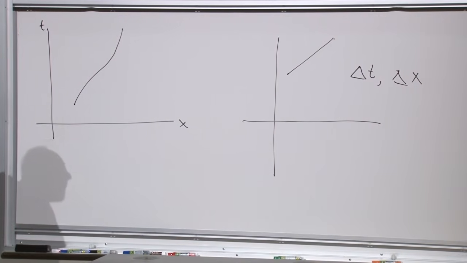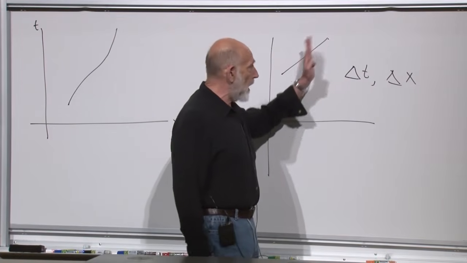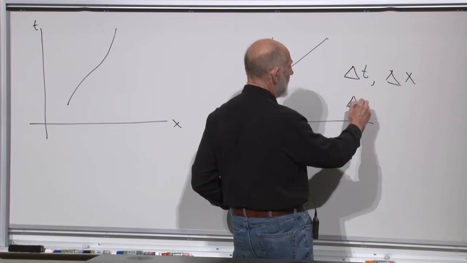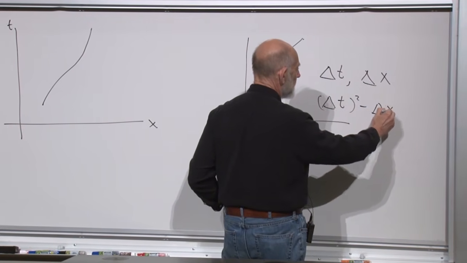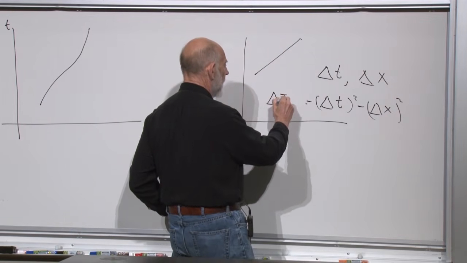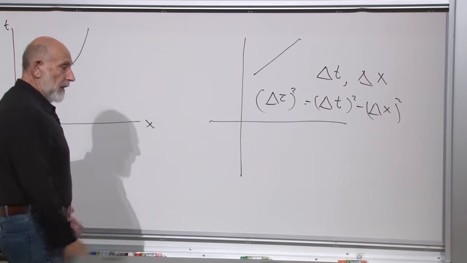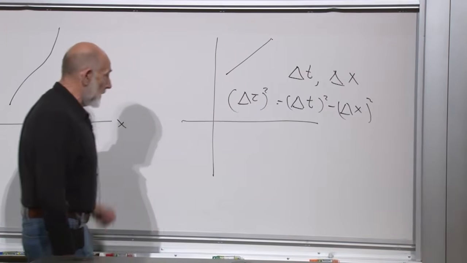I discussed a couple of times already the notion of the invariant proper time between 2 points, and we wrote that as delta t squared minus delta x squared is equal to delta tau squared, where delta tau itself, the square root of this quantity, is the proper time connecting those 2 points.